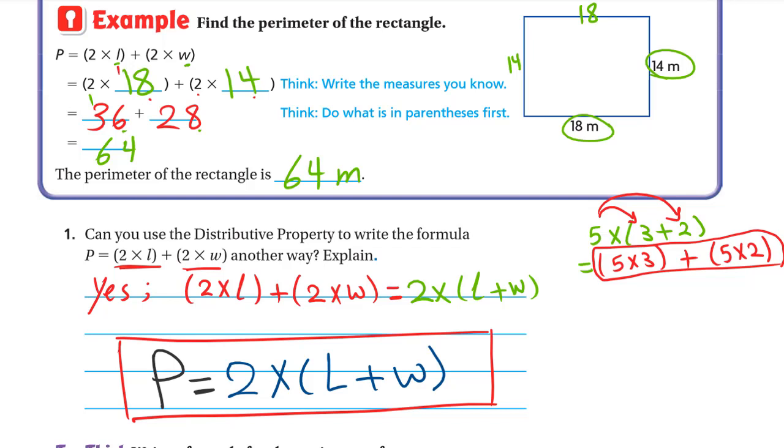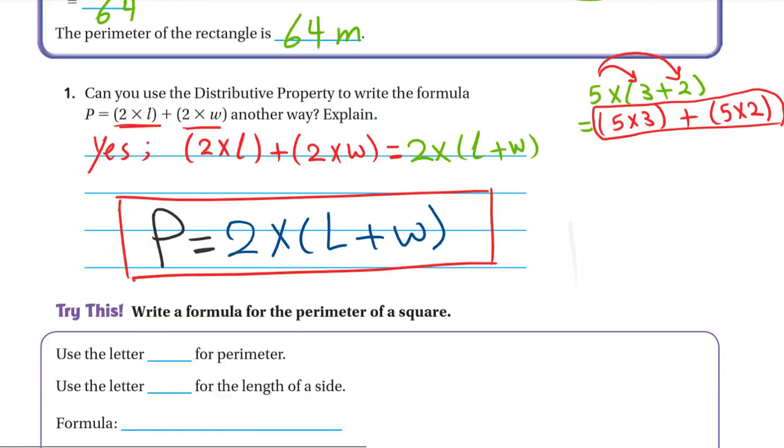So we have many ways to find the perimeter of a rectangle. The first way is add the 4 sides. The second way, 2 times the length plus 2 times the width. The third way, you can add the length plus width, then multiply the answer by 2. So 2 times length plus width.